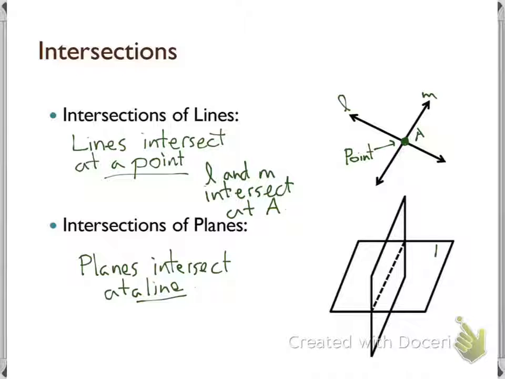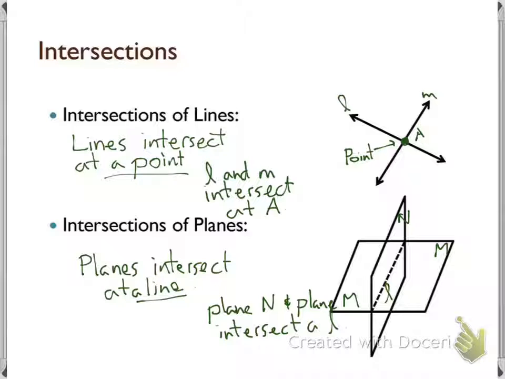So let's say I have plane M and plane N. They're going to intersect at line L. I could use points there to name the line, or I could just use that letter to identify it, and we'd say that plane N and plane M intersect at L, line L. Now, let's kind of generalize it here.